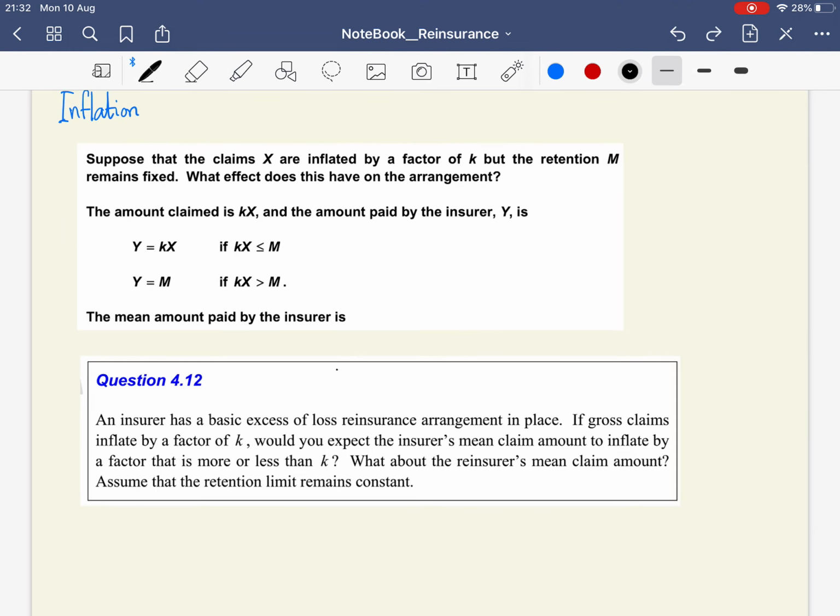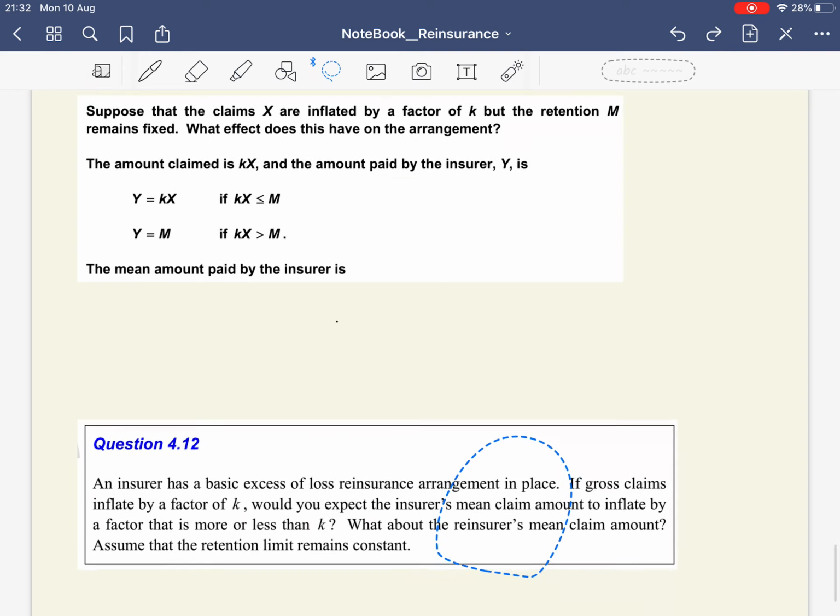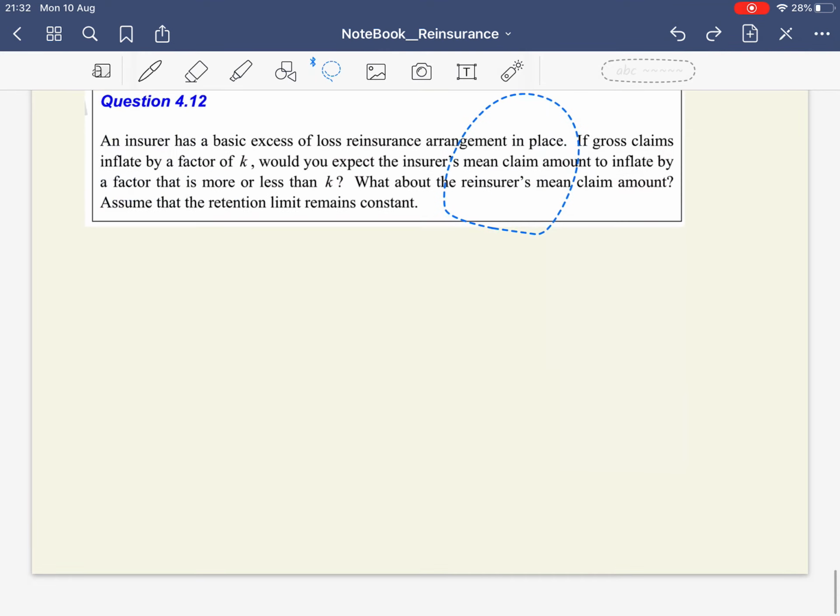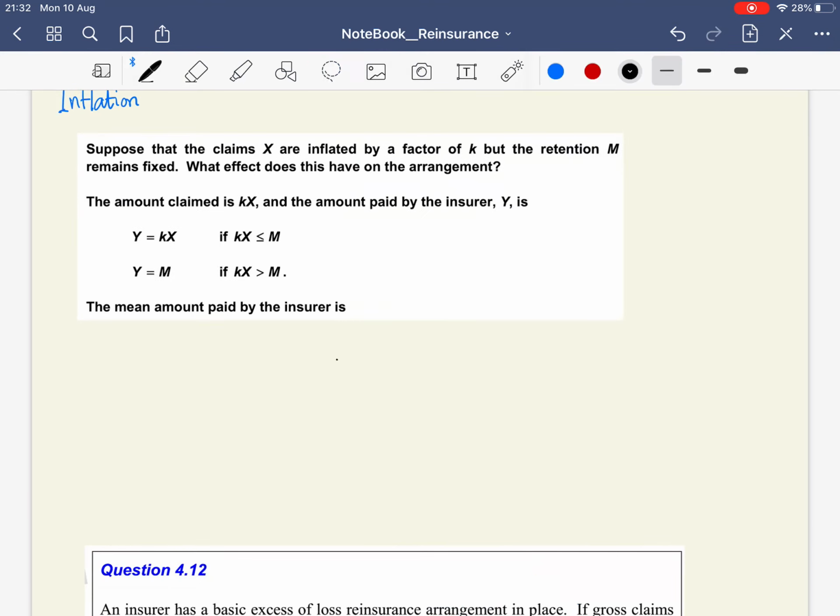The Y is going to pay kx if kx is less than m for this year, and is going to pay m if kx is greater than m. So when we have to work with this, we have two options. Right, we have two options. The first is we find the distribution function of y, because y is just kx, right?